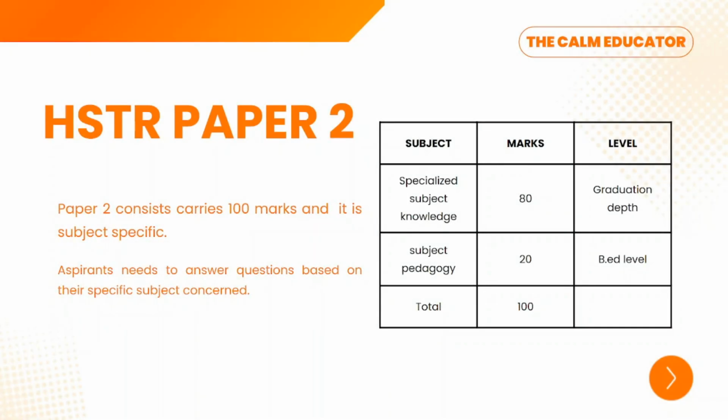HSTR Paper 2 also focuses on testing knowledge of your specialized subject. The paper tests your subject knowledge for 80 marks and subject pedagogy for 20 marks. And both are degree level. You have to focus on your subject in depth.